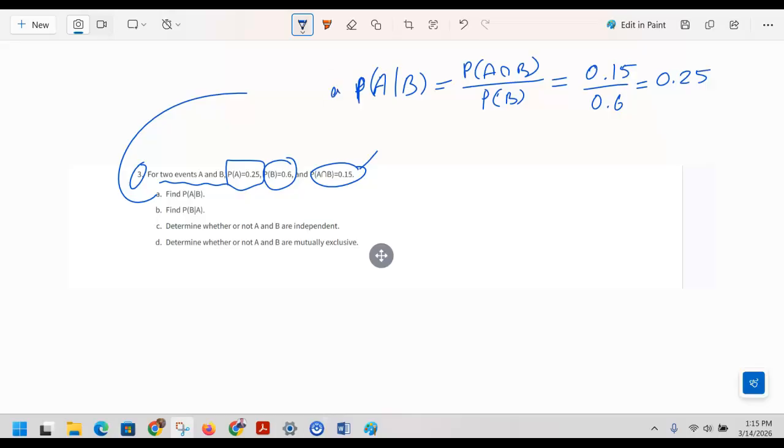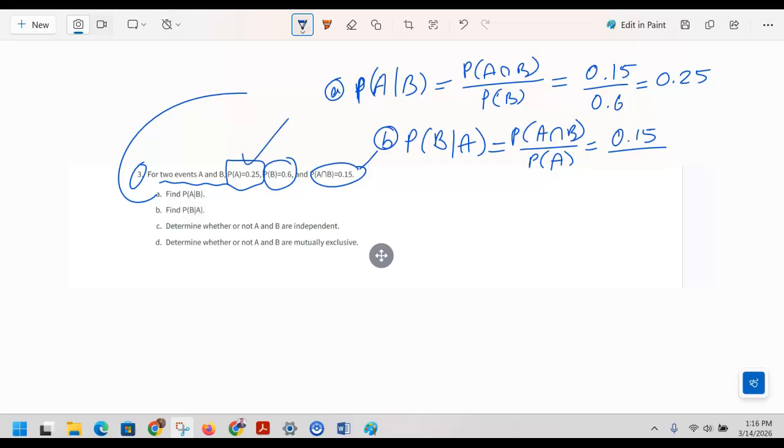Next, this is B. So B is the probability of B when A occurred. The formula says probability of A and B divided by probability of A. So the numerator is the same, 0.15, divided by A, which is this one, 0.25. And that will give you 0.6.